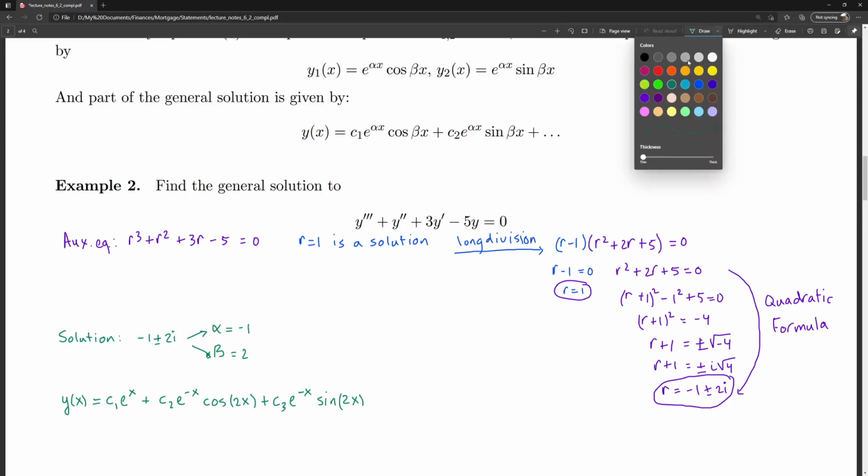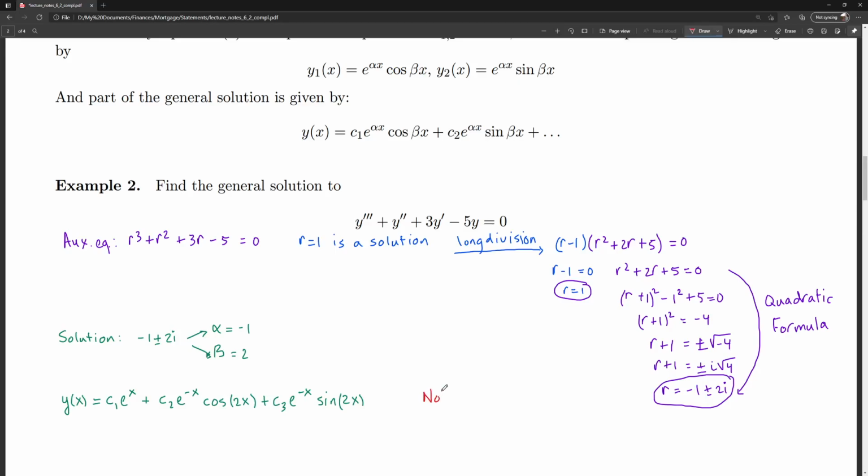Now, something important to note here is that when you look at the number of coefficients here, that is equal to the order of the differential equation, or the degree of our auxiliary equation.